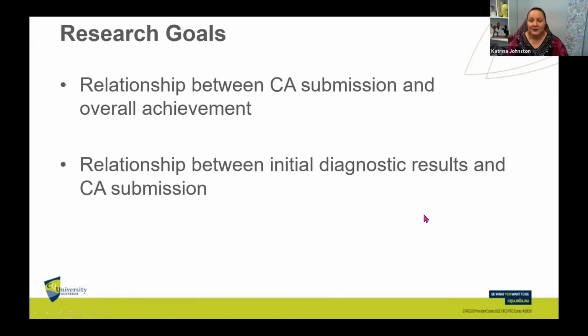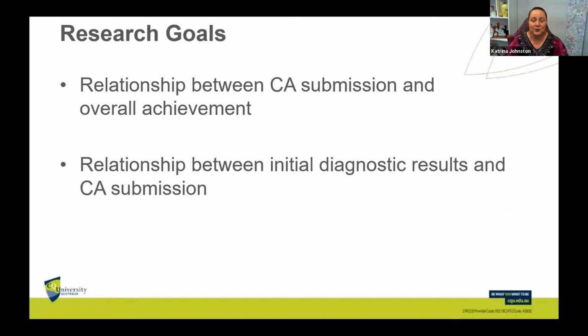Thanks, Michelle. As Michelle mentioned, all of the lecturers in CSU firmly believe that there is a strong correlation between the completion and submission of consolidation activities, or CAs, and students' overall achievement. However, as the CAs are a formative assessment, we don't grade them and there's no evidence to back these beliefs up. So a small group of CSU lecturers and our unit coordinators decided to embark on research into the relationship between CA submission and overall achievement.